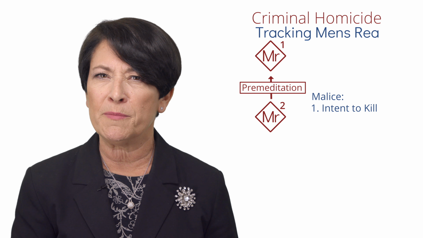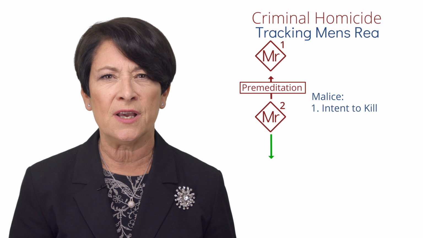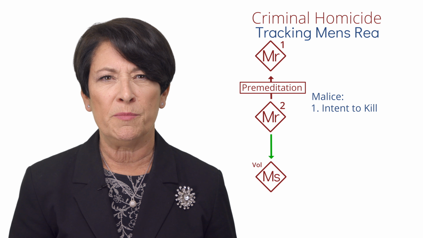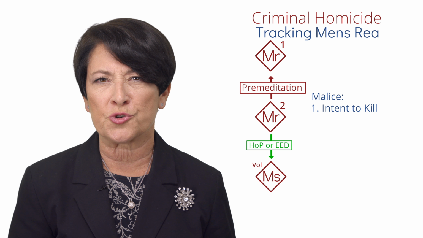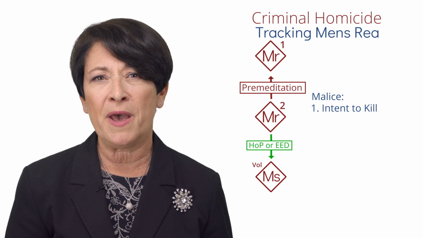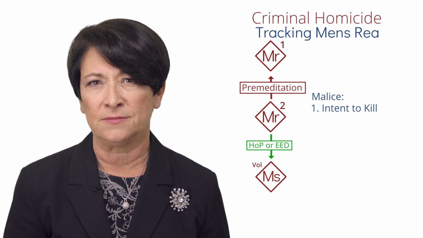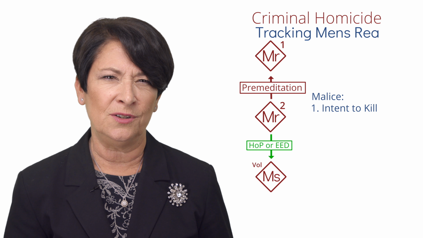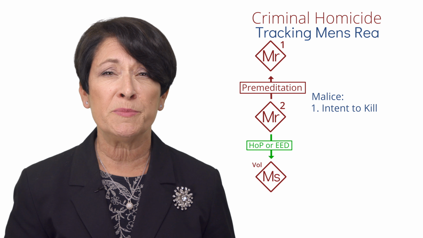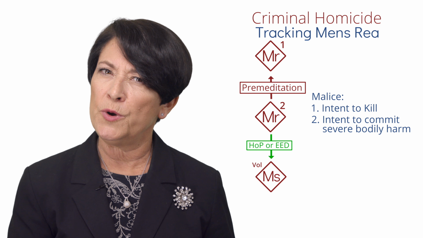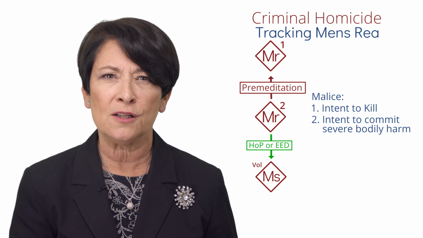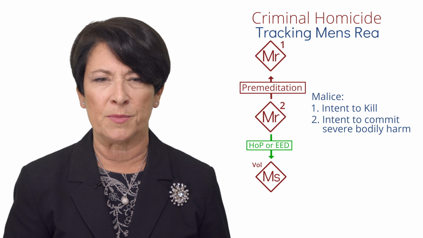Or the intent to kill might be elevated up to murder one through premeditation. Or we saw that it might be mitigated or reduced to voluntary manslaughter because of the extenuating circumstances of heat of passion or extreme emotional disturbance, depending upon the jurisdiction. If there's no intent to kill, there might have been intent to commit serious bodily harm, a severe beating perhaps. Then we know that murder two's malice includes the intent to commit serious bodily harm.